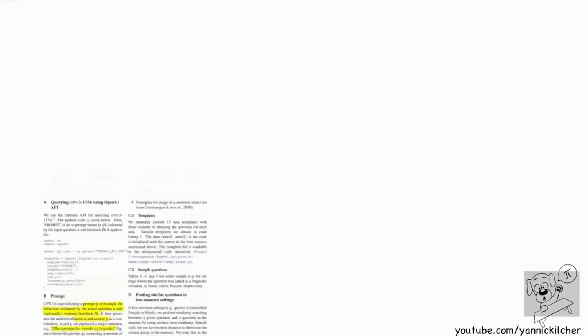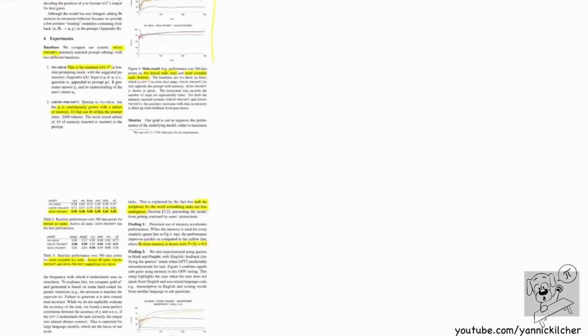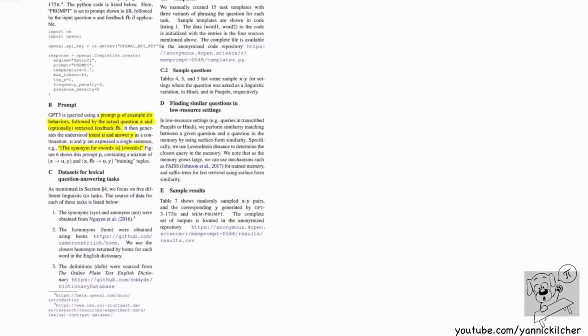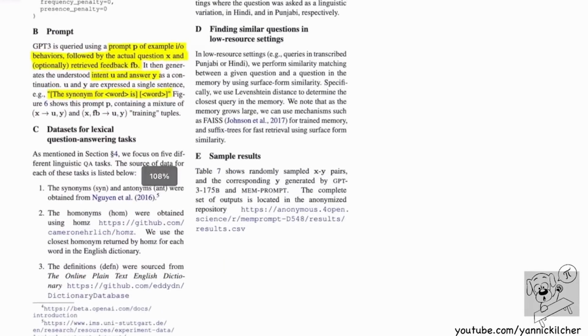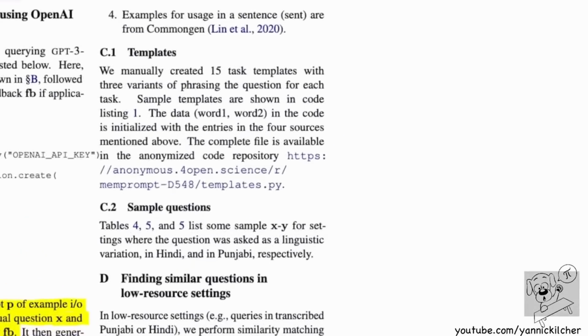Yeah, there are a bunch of examples. We can maybe look at them, or you can look at them. What I want to look at lastly is the dataset generation. So they simply say that they created a dataset. We manually created 15 task templates with 3 variants of phrasing the question for each task. You know, this is fine. This is prompt engineering.